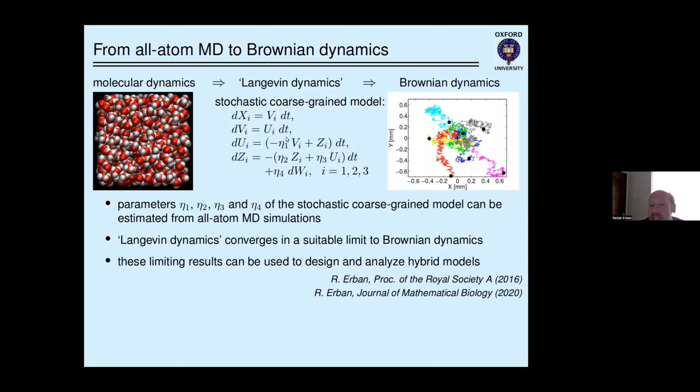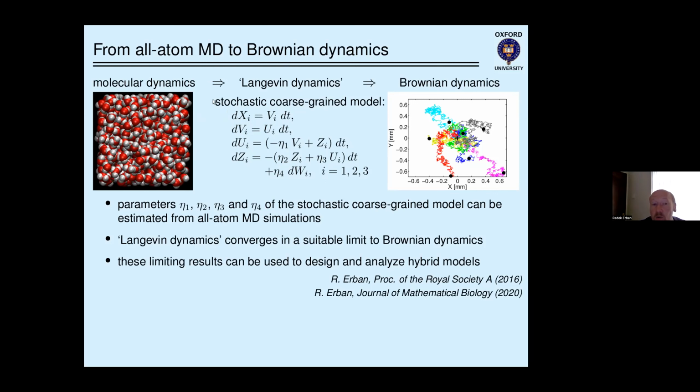Now in this type of model, which works at the level of the molecular dynamics time step, you don't have water molecules. You describe your important particle, ions, or protein by a position, a velocity, and a few extra degrees of freedom, which gives you a chance to fit these parameters using all-atom molecular dynamics simulation. So that molecular dynamics converges to some suitable generalization of Langevin dynamics, and then this also converges to Brownian motion. So these limiting results can be used to design and analyze hybrid models.